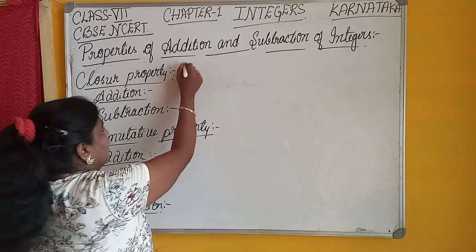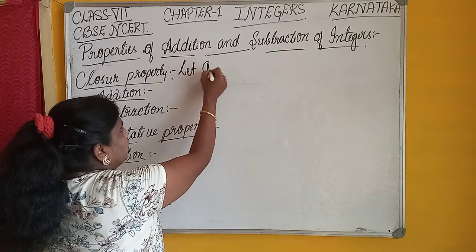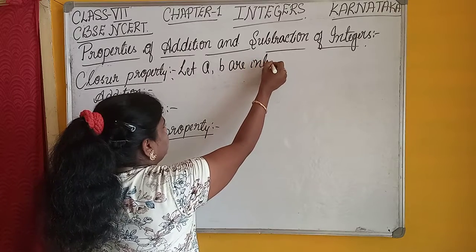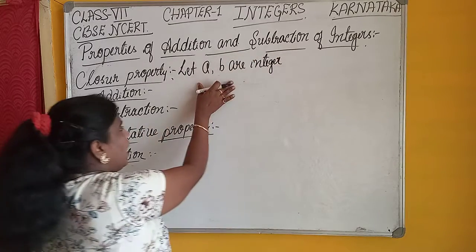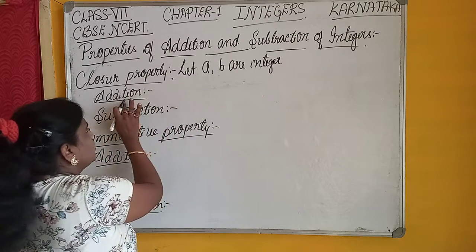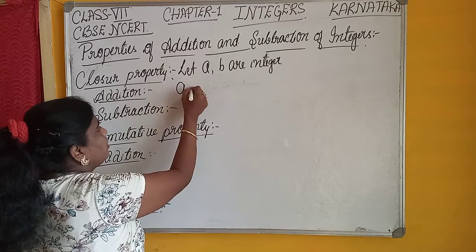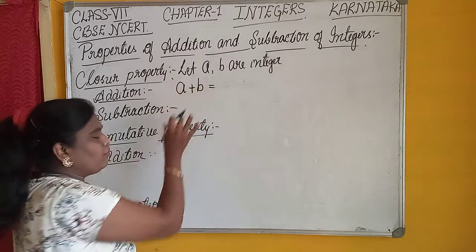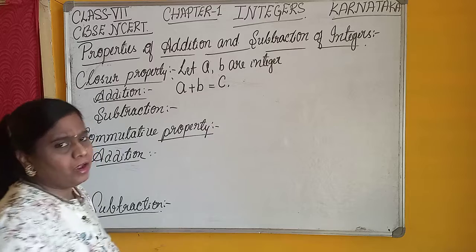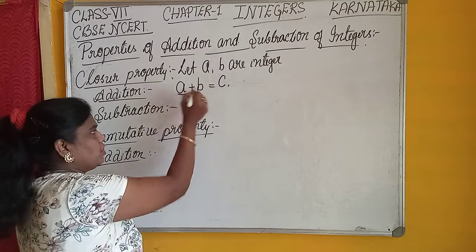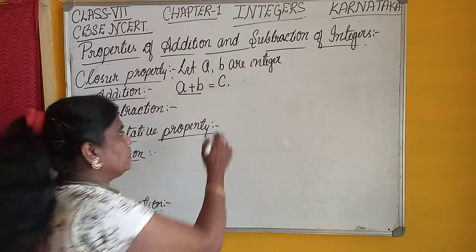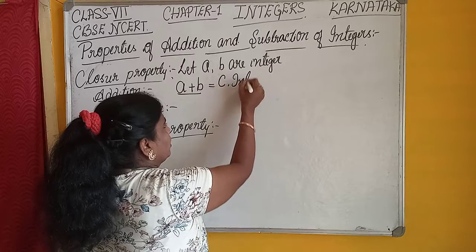For example, let A and B be integers. If we add any two integers, that is, we are studying the addition, the sum of those integers will also be an integer. Okay, understood? If you add any two integers, the sum of those integers is also an integer. This C is also an integer.